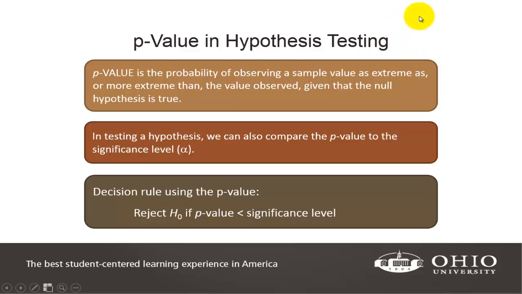Let's just take a look at this definition for a second. P is the probability of observing a sample value as extreme as or more extreme than the value observed, the value observed being the test statistic, given that the null hypothesis is true. So what's the chance that you could get the value of the test statistic if that null hypothesis is true? And that value would be the actual probability of a type 1 error. I'm going to show you an example of that in just a minute. Maybe a little easier to understand at that point in time.